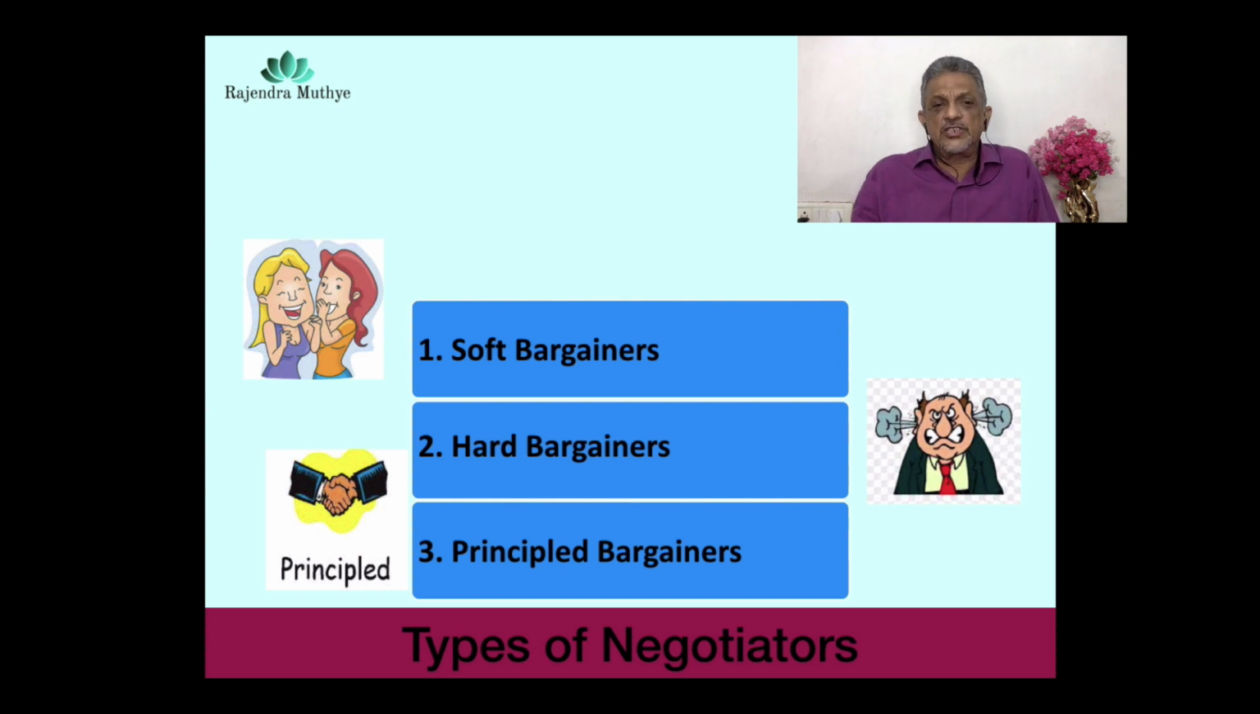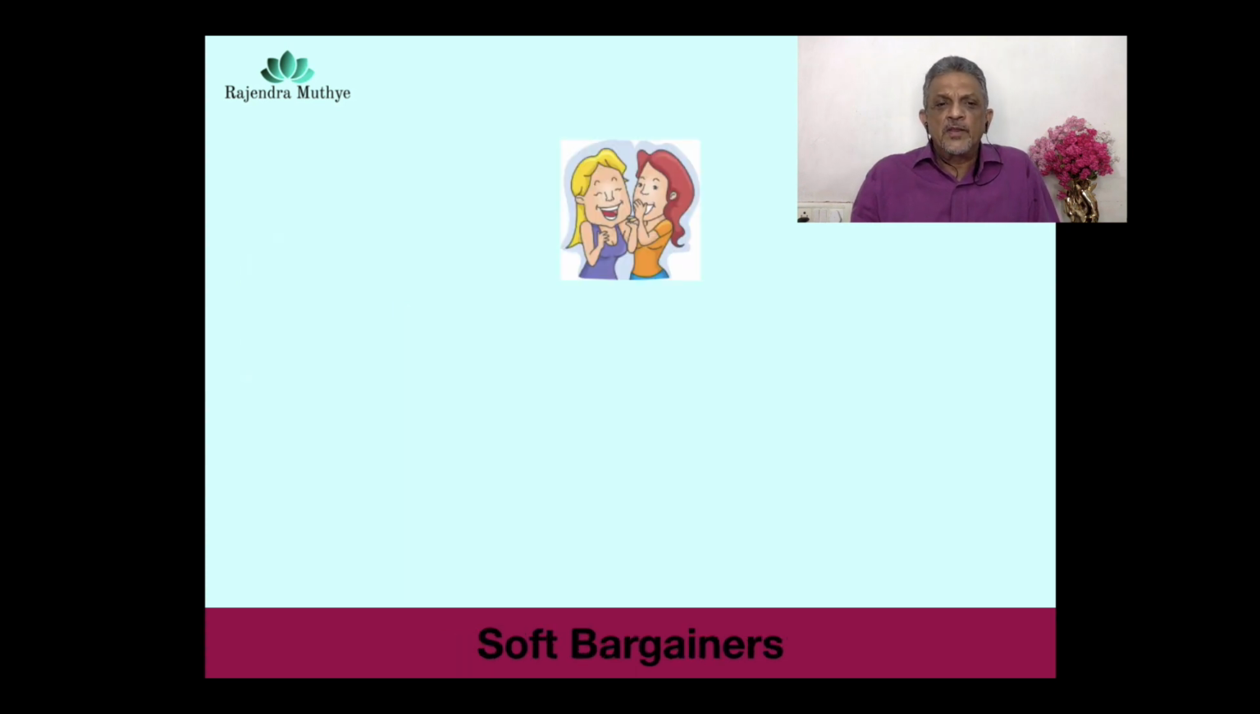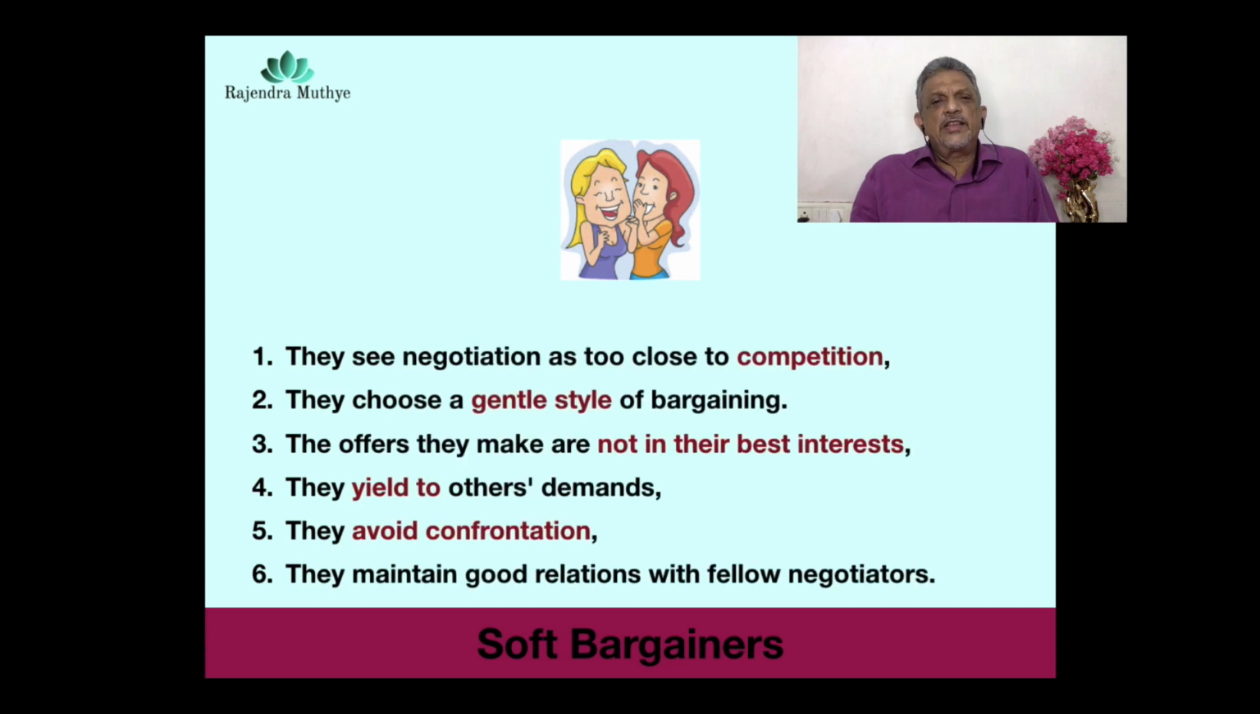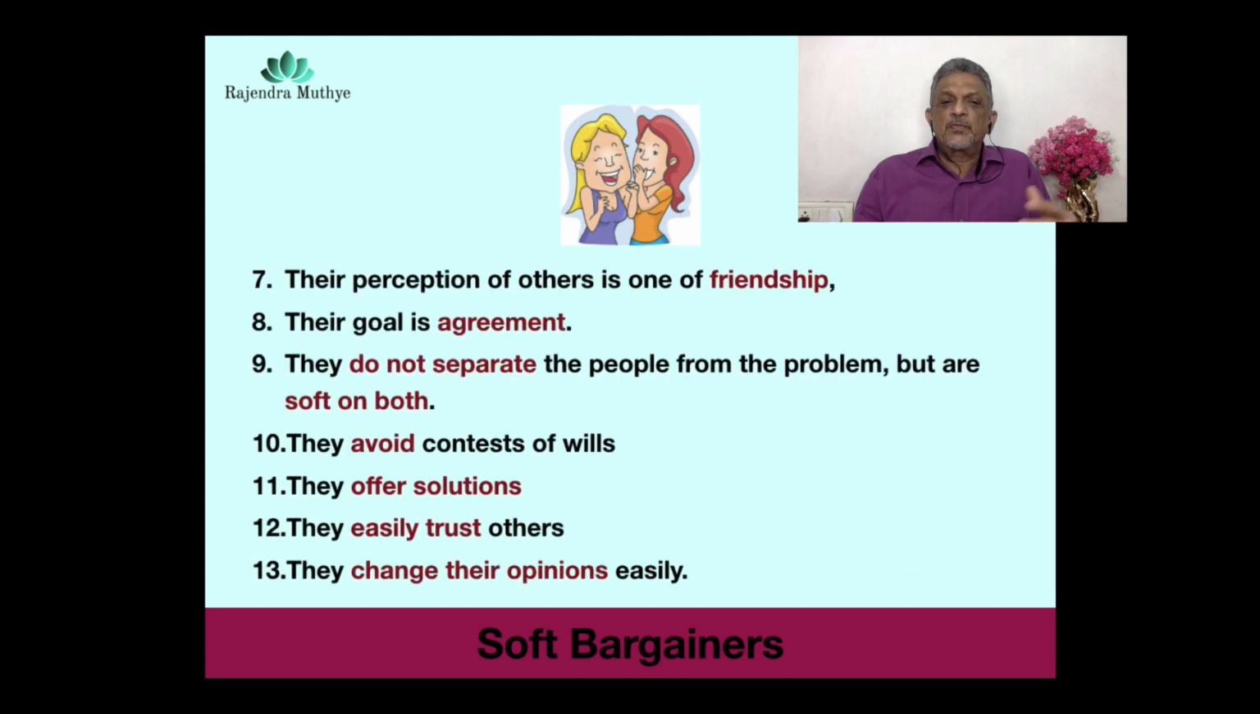So there are three types of bargainers, I would say negotiators: soft, hard, and principled. Soft people, obviously, don't consider it a competition. They are very gentle-natured. They make offers that are not in their own best interests. They yield to the other's demands very easily. They absolutely avoid confrontation. So these are the soft bargainers. They're more friendly. Their goal is agreement. And they can easily change their opinions. So these are the very soft bargainers. They are used in certain places.